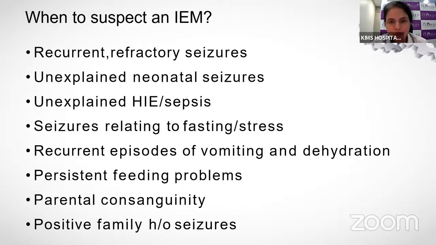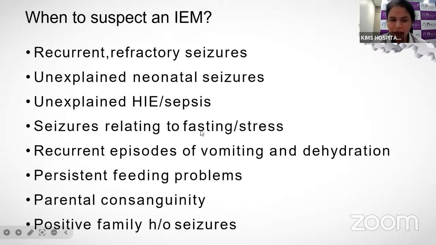The other type is neonatal seizures arising as a result of inborn genetic errors of metabolism. Now, when does one suspect that seizures could be due to IEM? If you encounter recurrent or refractory seizures, which are relatively unexplained by the primary workup, so we don't have a history of HIE, there is no evidence of sepsis, and CSF examination, if done, is normal or not suggestive of meningitis, and the imaging is also normal.